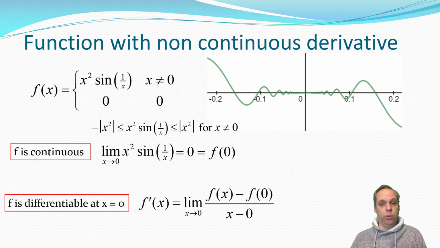There's the derivative rule as x approaches 0. But we know what f of 0 is. We know what x minus 0 is. We know what f of x is. And by simplifying everything, you get the same as this limit.